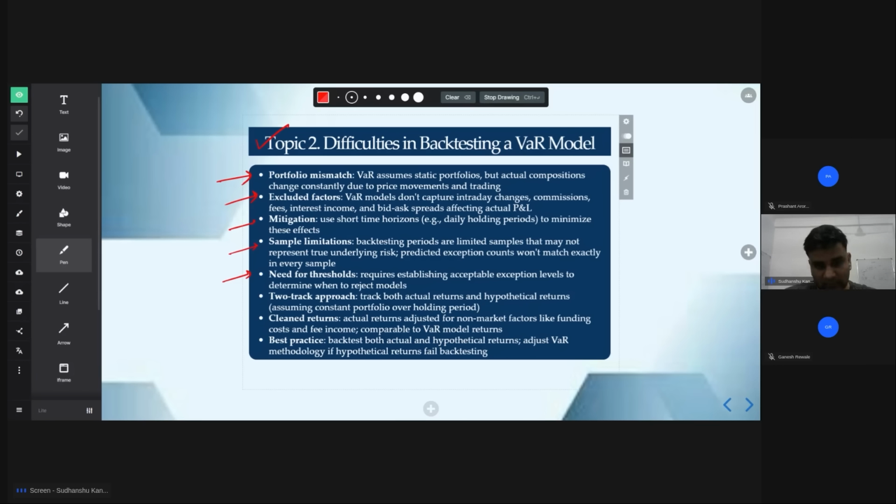Okay, if you are setting these thresholds too strictly or too loosely, that affects whether the model is rejected or not. You need to understand a two-track approach. What do you mean by two-track approach, guys?